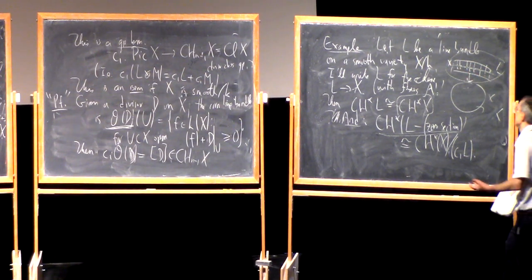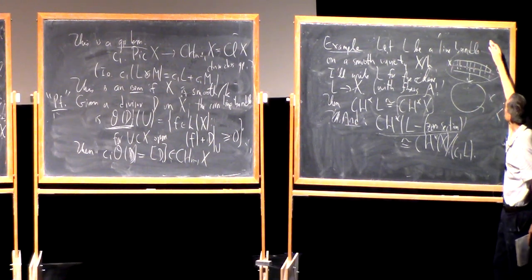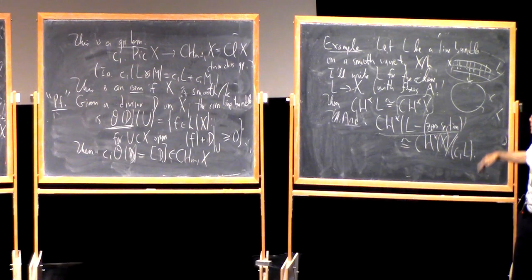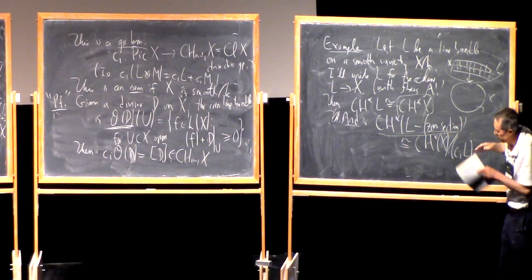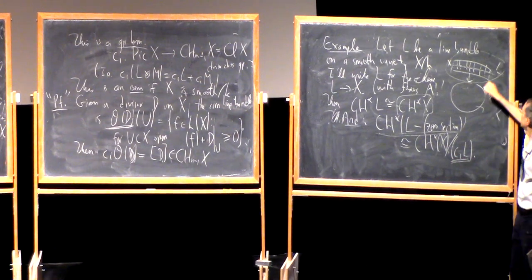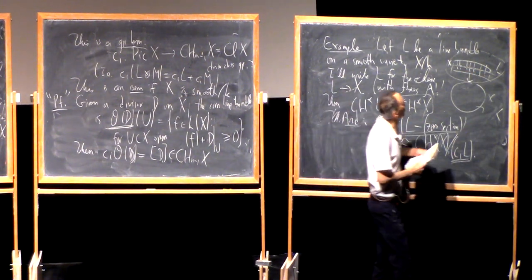The calculation that has to be done is, if I take a cycle on X, push it forward to this line bundle, and then pull it back, I haven't exactly discussed that pullback, pushing forward and then pulling back is multiplication by this first Chern class. How do I want to see this? Like, sort of geometrically, why is that happening?